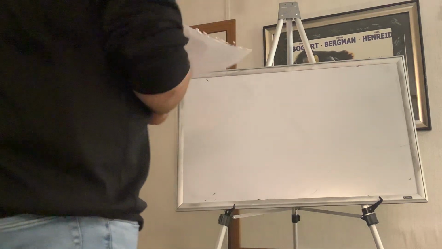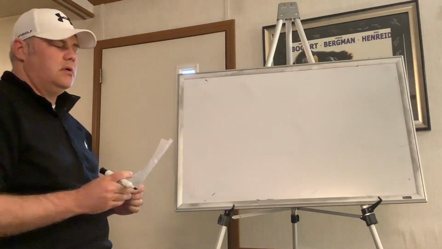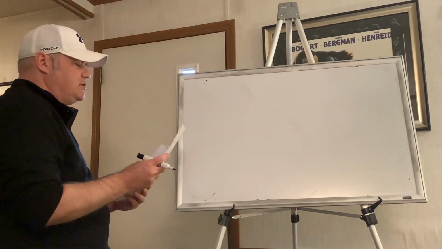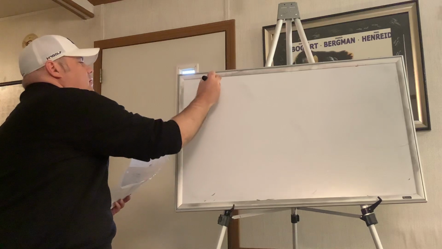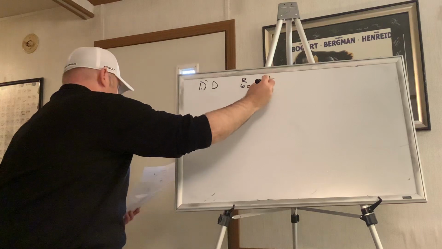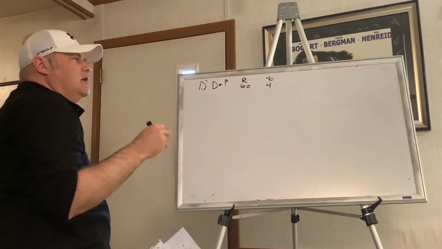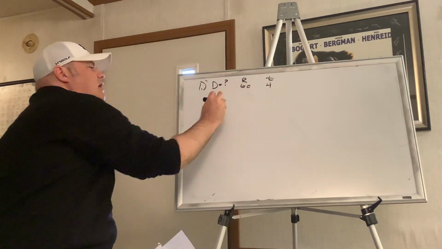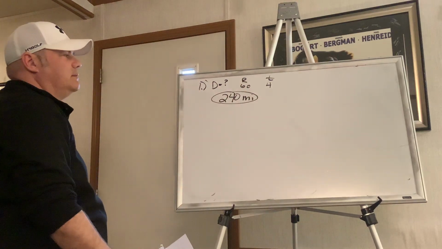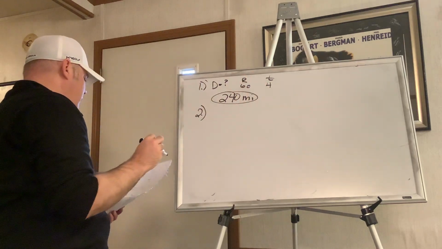Okay, let me answer the ones from yesterday. Distance equals rate times time. So the first one, I had you find the distance when the rate was 60 and the time was 4 hours. So this is a straight formula where you do D equals R times T. So when you do 60 times 4, you get 240 miles. You travel 240 miles. Okay? So you do 60 times 4, that's where you get your 240.